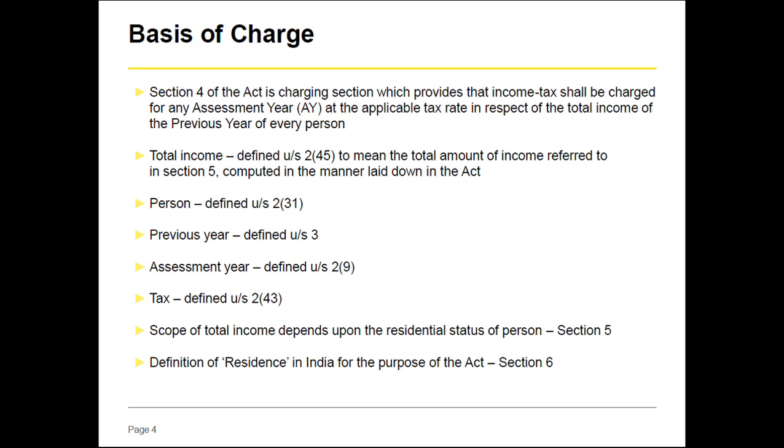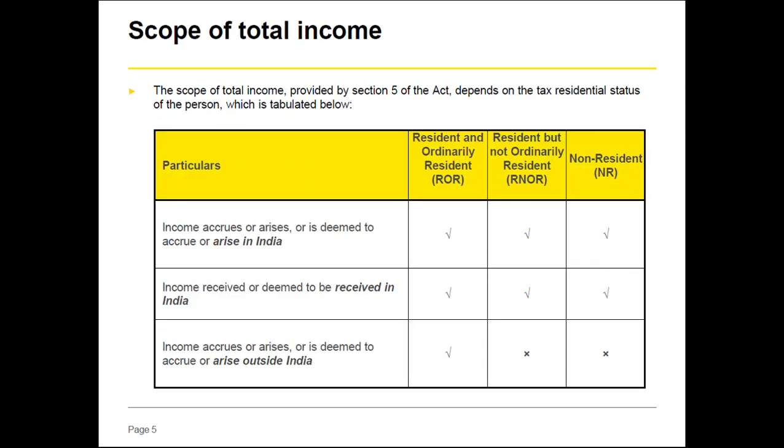The definition of residence in India for the purpose of the Act is defined under section 6. The scope of total income: if income accrues or arises or is deemed to accrue or arise in India, it is taxable for a resident and ordinary resident, for a resident but not ordinary resident, and also for a non-resident. If income is received or deemed to be received in India, it is taxable for all three. In case of income accruing or arising outside India, it is taxable for a resident and ordinary resident. For a resident but not ordinary resident and for a non-resident it is not taxable.